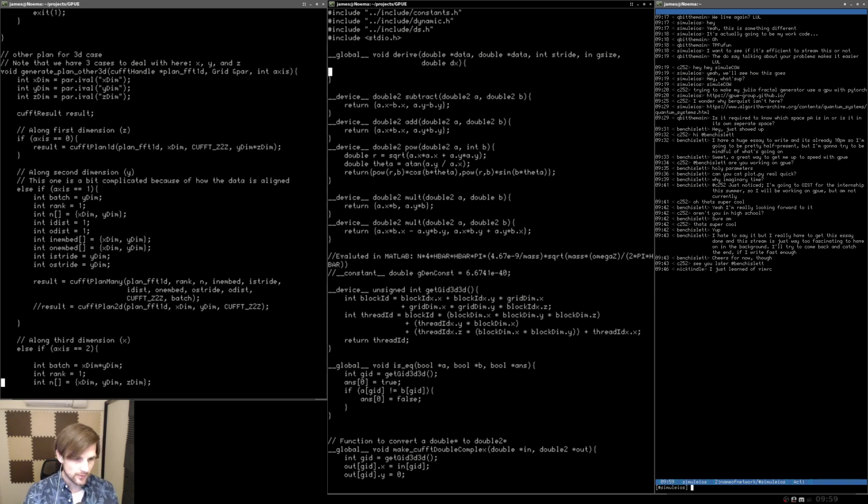Okay, opening this up in there. Now we're going to have to do what we always do, which is define the global GID, the global index that we're working with. So int GID is going to be equal to get GID 3D3D. Don't ask why it's named this. Honestly, the person who was working on the codebase before me just named it that. I don't exactly know why.